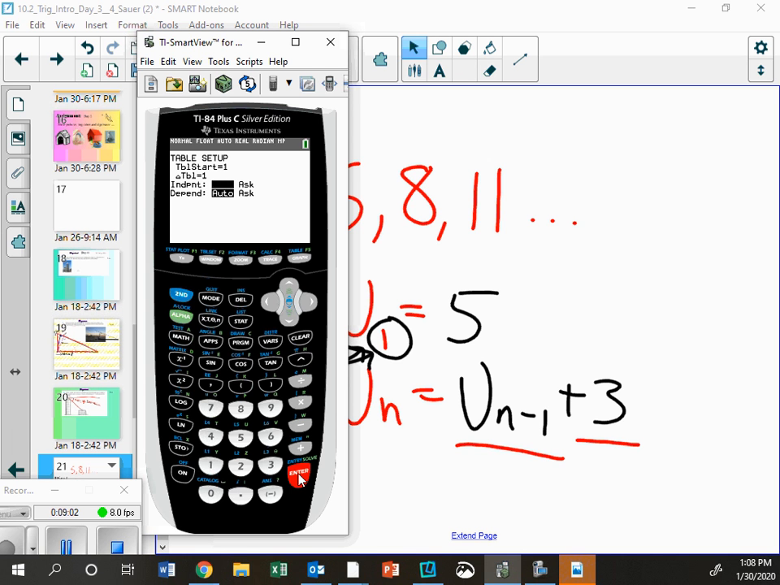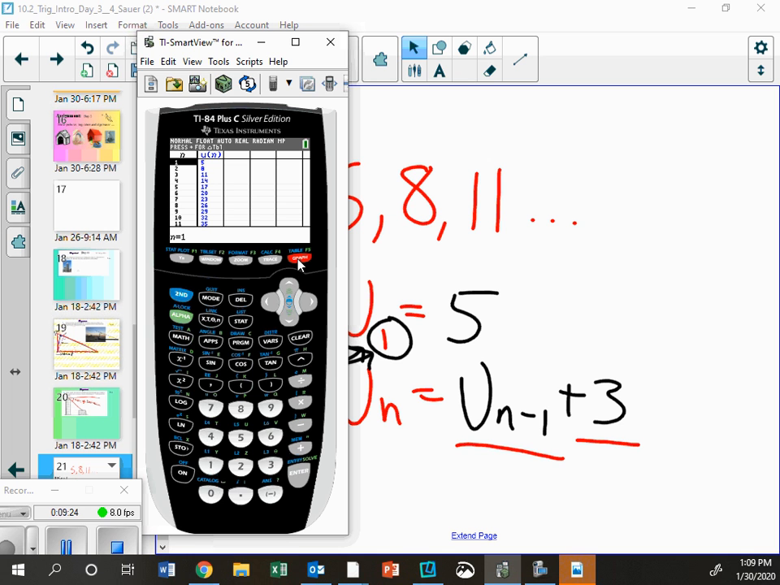Now go back to your table, and I bet almost everybody will be reading the same thing, that 1 is 5. That means the first term is 5. The second term is 8, sorry. The third term's 11. The fourth term's 14. Did you see how it gives me a list? In fact, I can see the first 11 terms. Sweet.